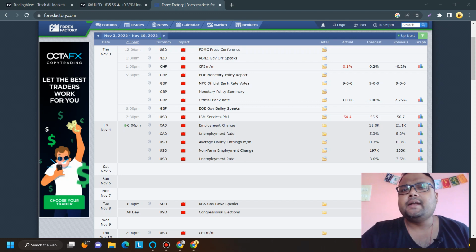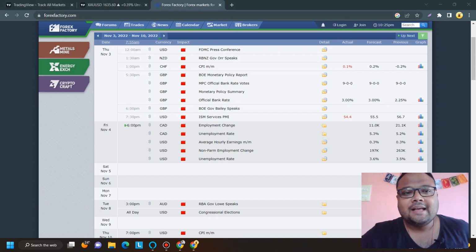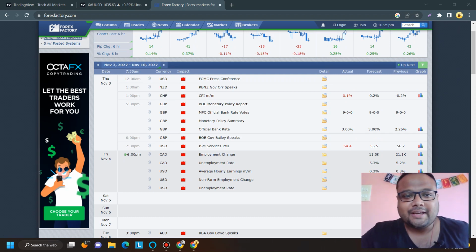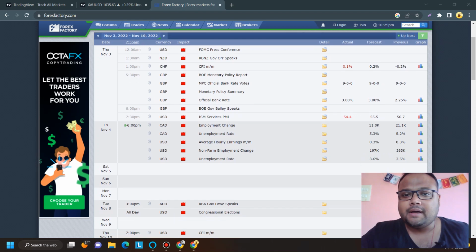If you don't know where to find the news, then you can simply go to Google and type in Forex economic calendar, or you can simply go to forexfactory.com. This is one of the most popular websites in the world, for Forex traders at least. Okay, so here is our non-farm employment change. So this will bring some volatility. So please be careful with the USD pairs positions.